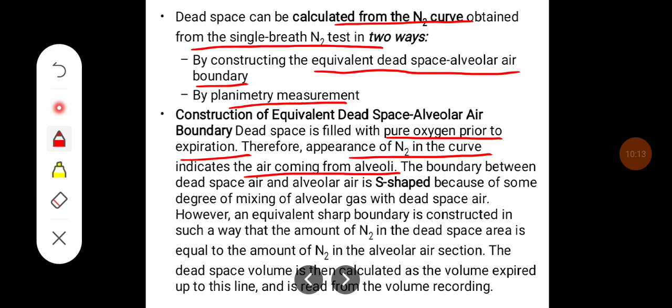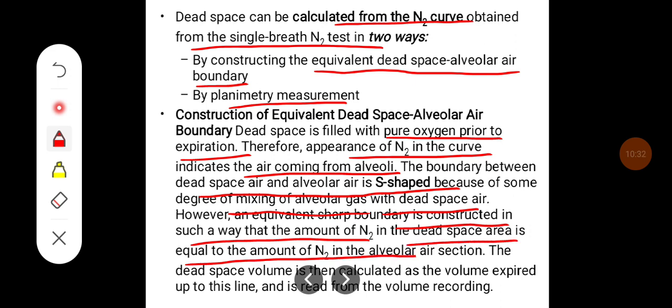The boundary between dead space air and alveolar air is S-shaped because of some degree of mixing of alveolar gas with the dead space air. However, an equivalent sharp boundary is constructed in such a way that the amount of nitrogen in the dead space area is equal to the amount of nitrogen in the alveolar air section. The dead space volume is then calculated as the volume expired up to this line and is read from the volume recording.